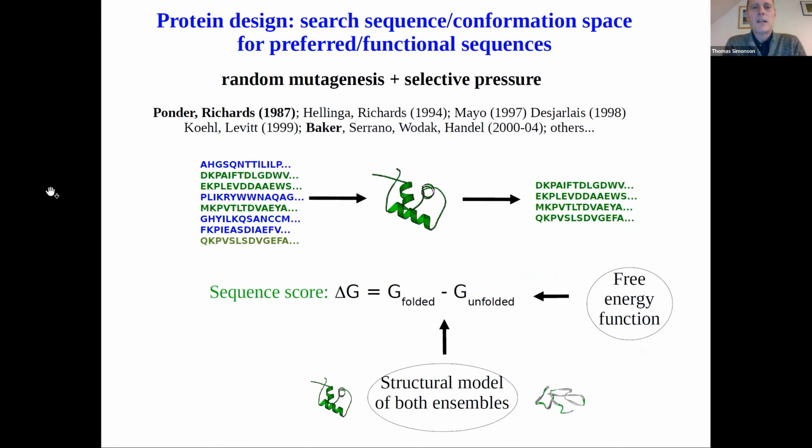So protein design basically starts from a fold. We choose a fold and we try to decorate it with sequences that have good properties. Maybe they should stabilize the fold, maybe they should bind some ligand, and probably they should do both. So we have a notion of exploring a space of sequences with some kind of randomized mutagenesis, and we have a selective pressure applied.